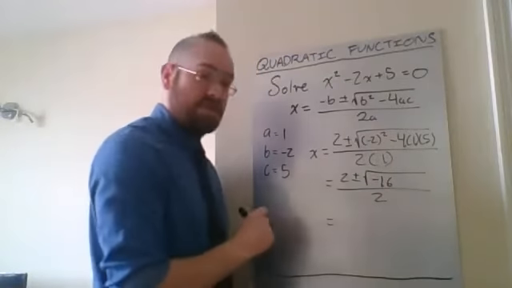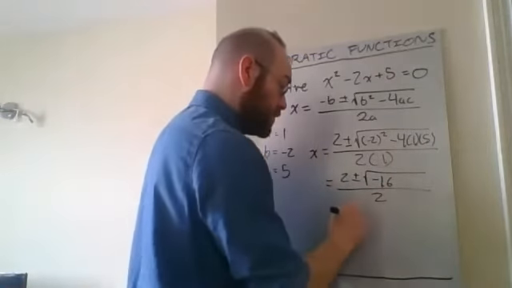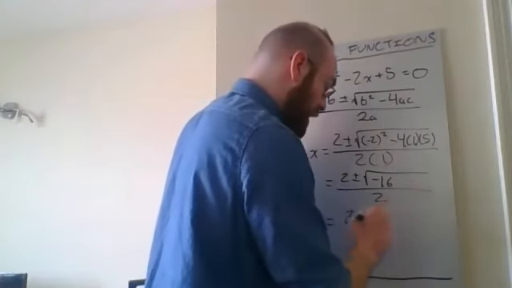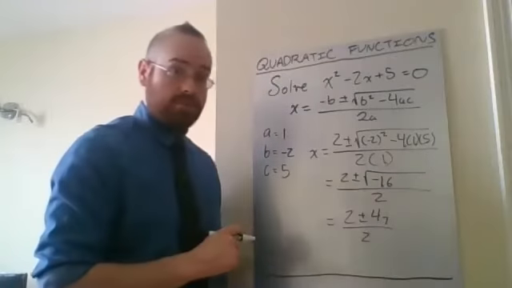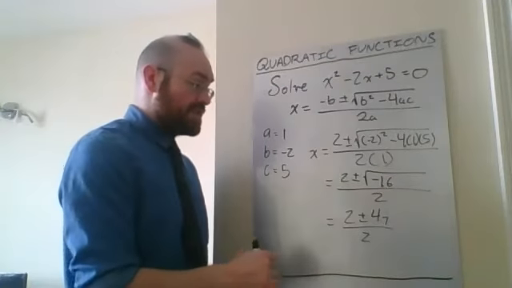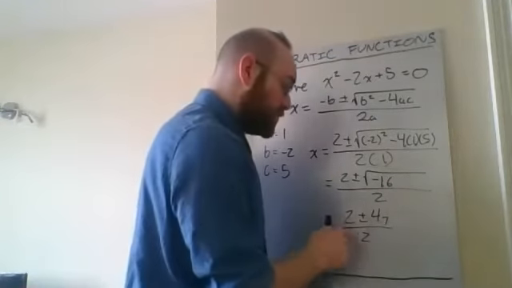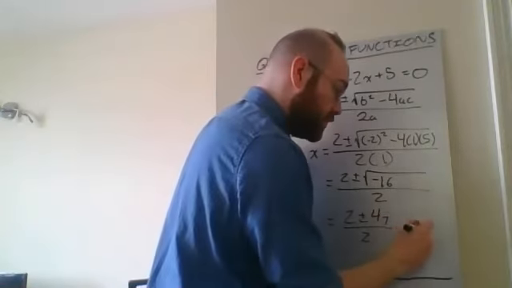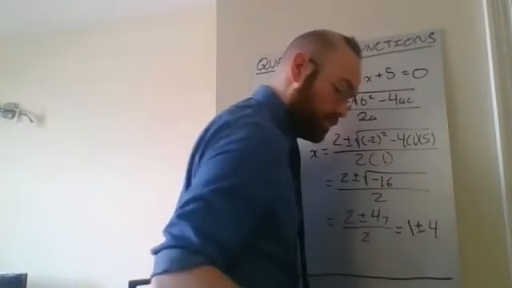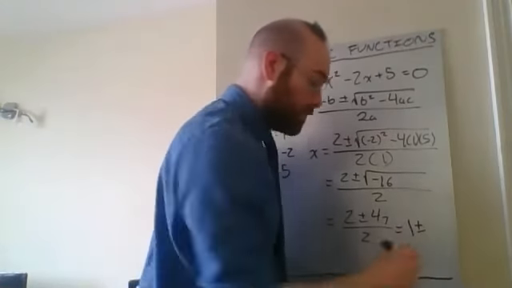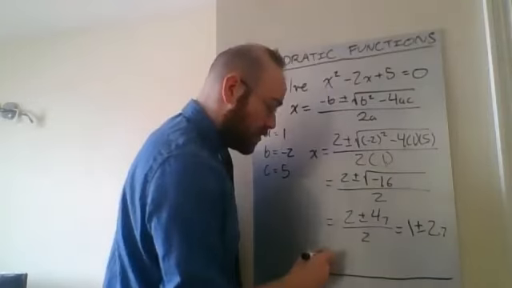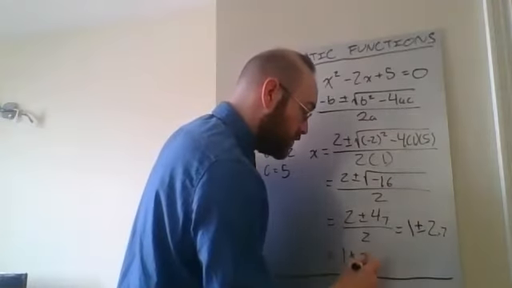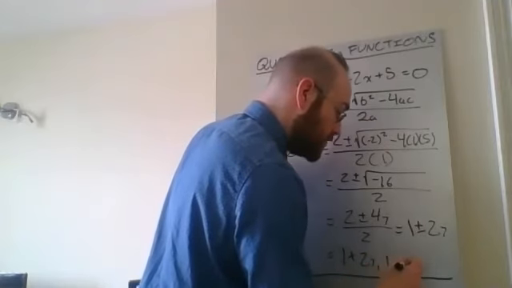And so I'm going to have x equals 2 plus or minus the square root of negative 16, which is 4i, all over 2. And so we can simplify this further. 2 divided by 2 is 1, and 4 divided by 2 is 2, so 1 plus or minus 2 times i. Going one step further, we can write these as 2 distinct numbers. So we have 1 plus 2i and 1 minus 2i.